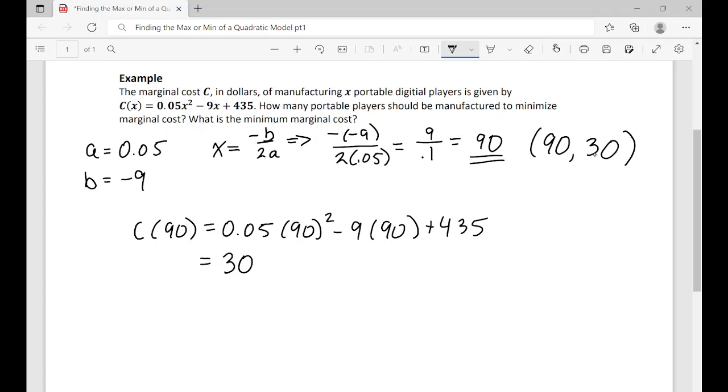This is all well and good, 90 and 30, but what does it all mean? Because they're asking us specific questions. So remember that x represents portable digital players, and it asks how many portable players should be manufactured. Well, if x is portable players, how many portable players are we being asked to make? The answer is 90. So how many? 90 should, well, we'll be a little more specific: 90 portable players should be made.